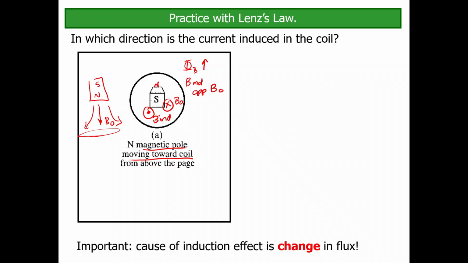Now that I know that my B induced is out of the page, I can put my thumb in the direction of B induced, which is out of the page, and use my fingers to curl. I find that this causes my induced current to be in the counterclockwise direction. All right, so that's the first one. In this next one, I want you to pause it and try to think through it yourself and see if you can do it.